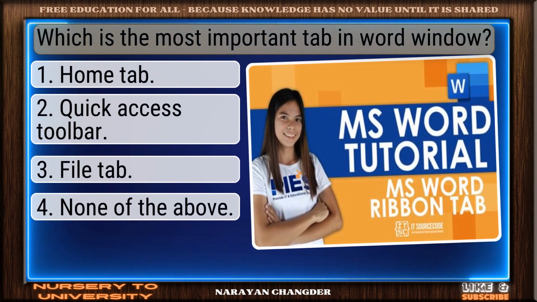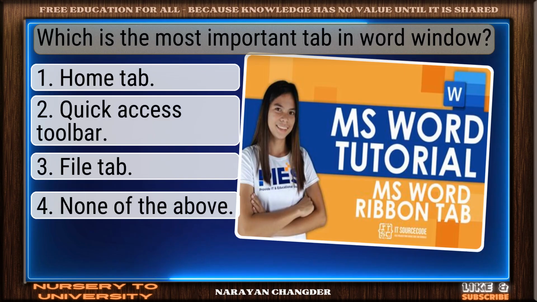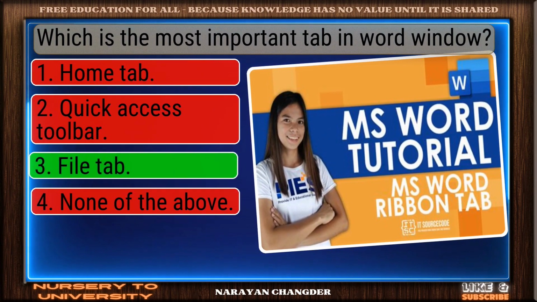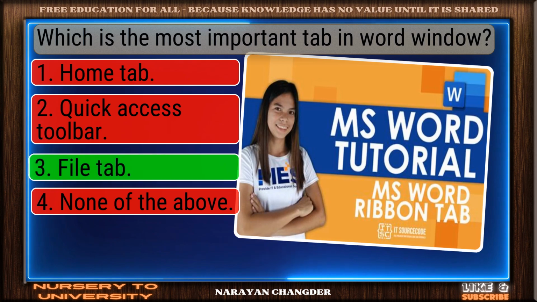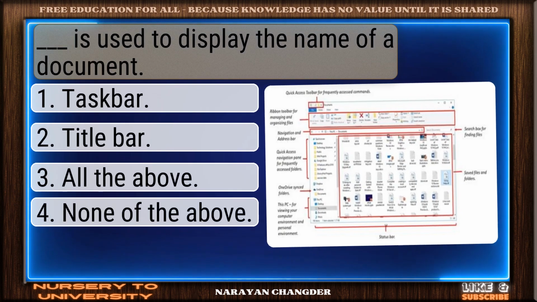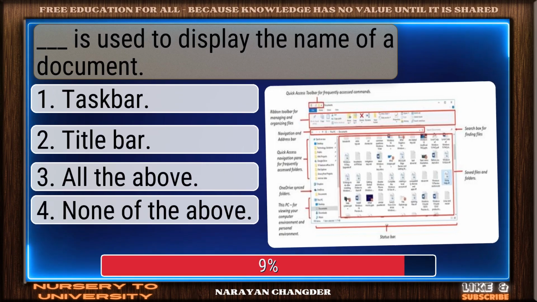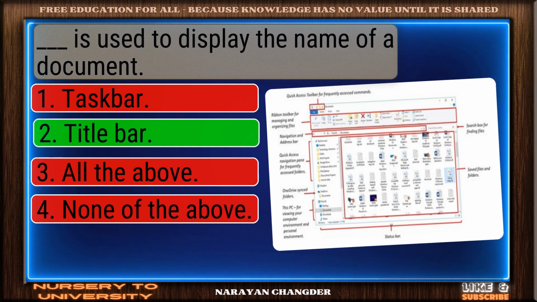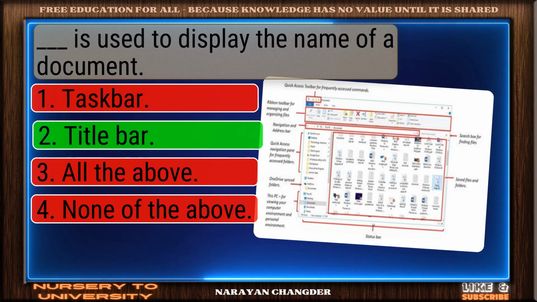Which is the most important tab in Word window? You got it. Your choice file tab is right. Dash is used to display the name of a document. Good job. Your answer title bar works well here.